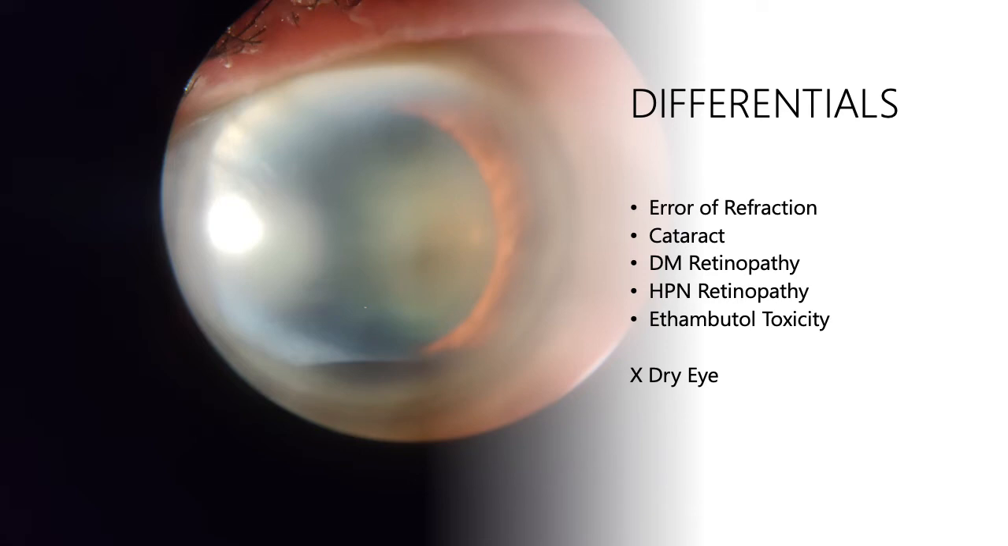I included error of refraction here because her visual acuity improved with pinhole. I maintained the cataracts because we have confirmed that there is some lens opacity on dilated examination. I am keeping the last three until I have seen the fundus of Aling Melba. All right, so let's get on with it and look at the funduscopy findings for this patient.